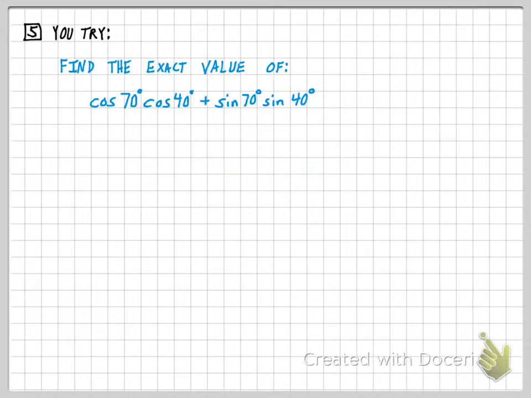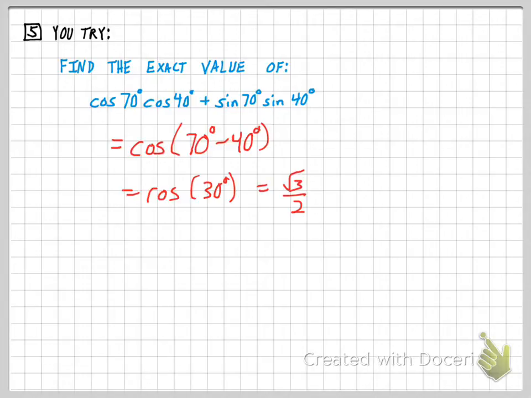Okay, try this one. Again, you should be able to evaluate this expression using your formula toolkit sheet. Okay, hopefully you recognized this as the cosine of 70 minus 40, and that is a value that you can work out from your unit circle.